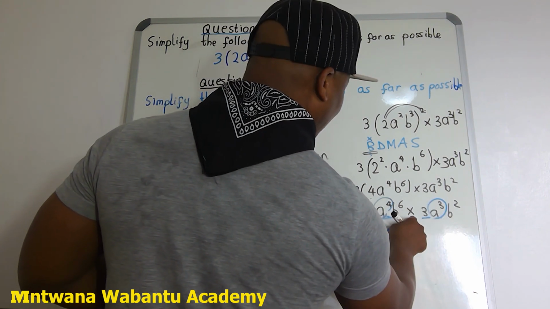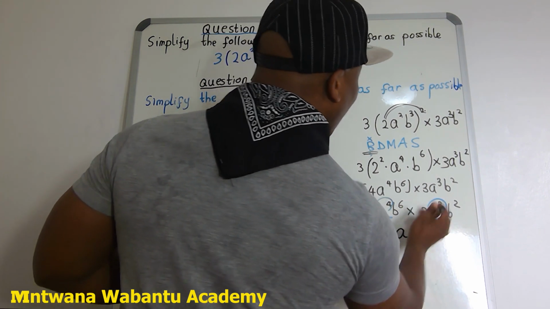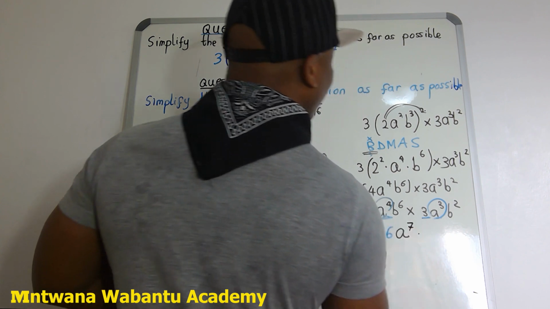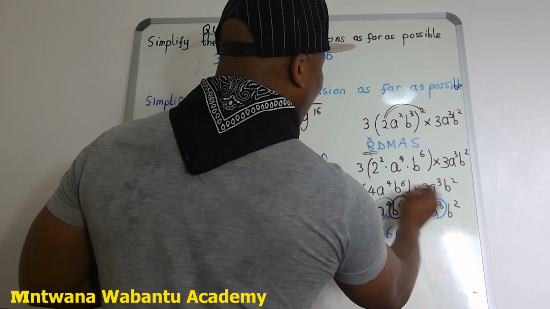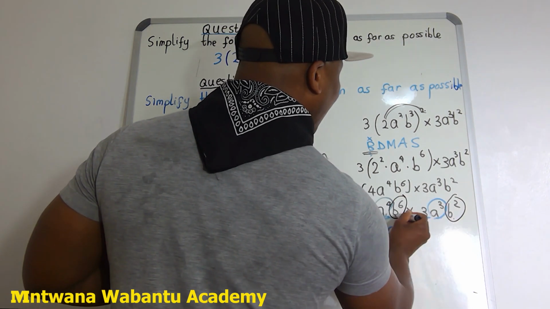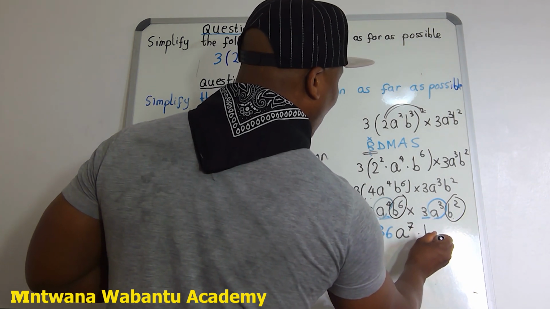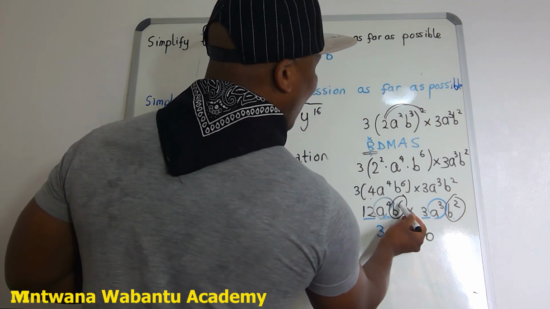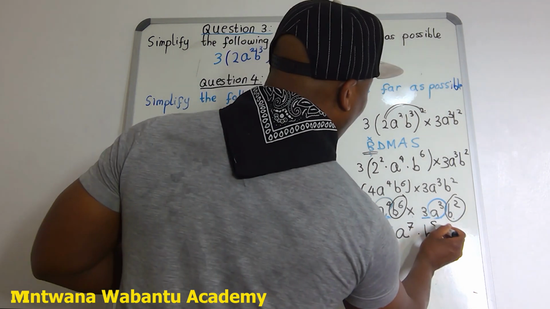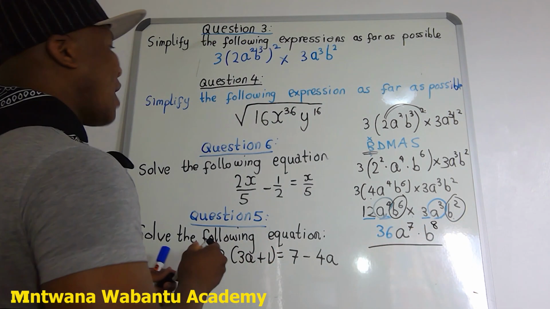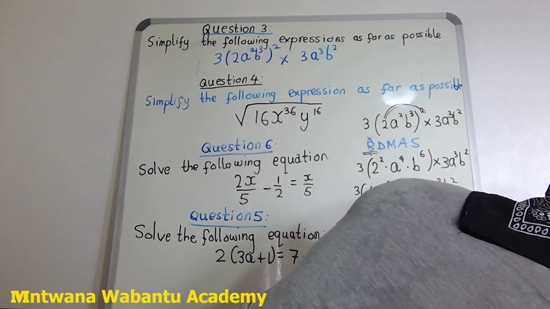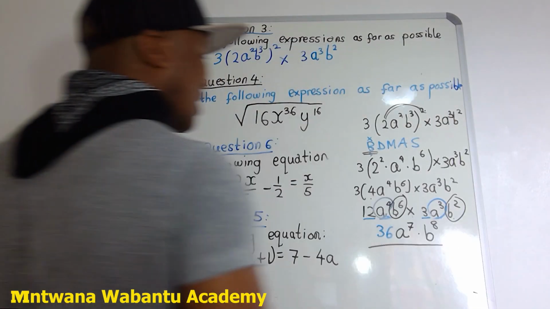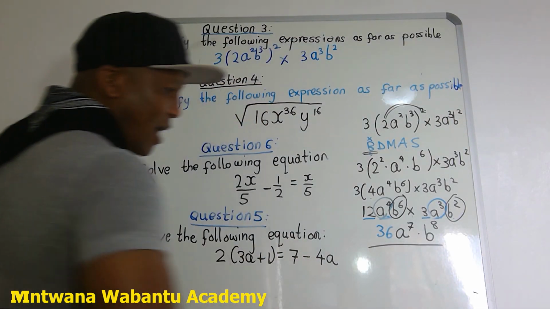We add because there's multiplication. 4 plus 3 equals 7. Now we go for b. This is b^6 and this is b^2. So the bases are the same, we don't have to write two bases. I write only a single base, and because there's multiplication, I can add the powers. 6 plus 2 equals 8. So this is going to be our final answer for this question. You see what I'm saying? So 36a^7 and then b^8.